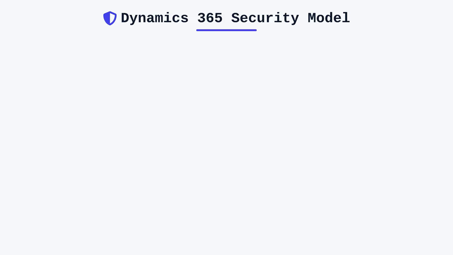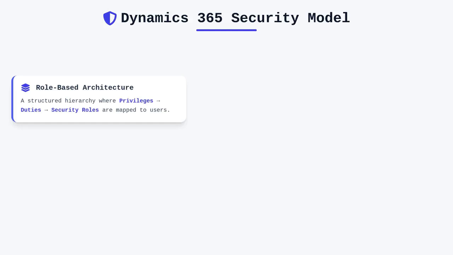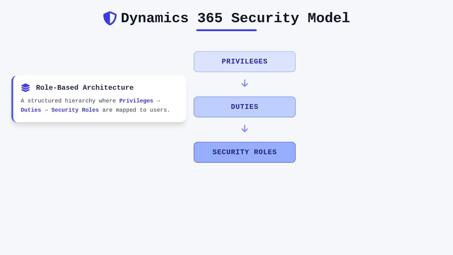The security model in Dynamics 365 is role-based, ensuring that users interact only with the data and interface elements necessary for their specific business functions. This architecture relies on a hierarchy where duties and privileges are assigned to security roles, and these roles are then mapped to users within the environment.